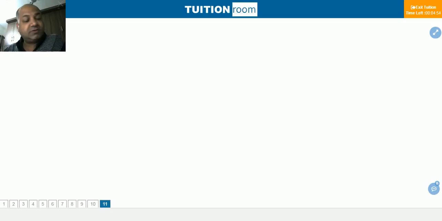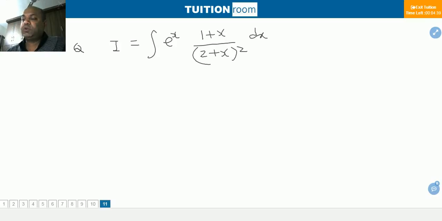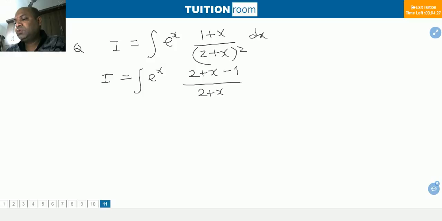Now take 2 plus x together and divide the expression. We will get e raised to power x times 1 by 2 plus x minus 1 by 2 plus x whole square. Now it is very simple to see that the differentiation of this is this. So our final answer will be e raised to power x into 1 by 2 plus x, which is equal to e raised to power x by 2 plus x plus some constant. This will be our final answer. So guys, please copy it, then I will move to the next problem.